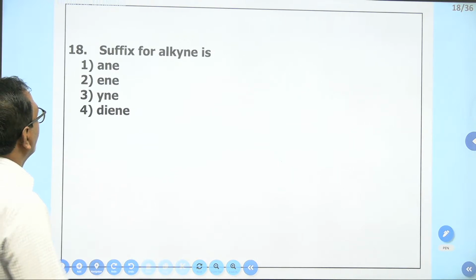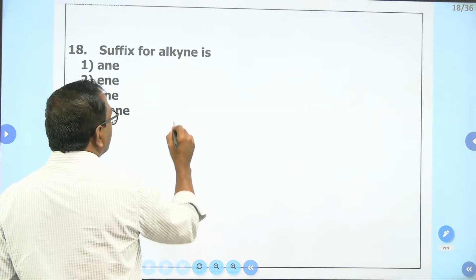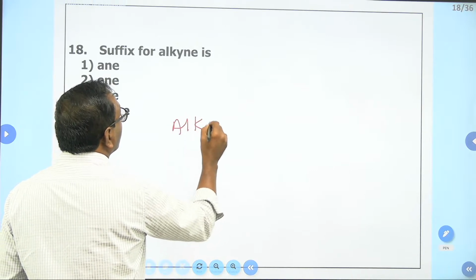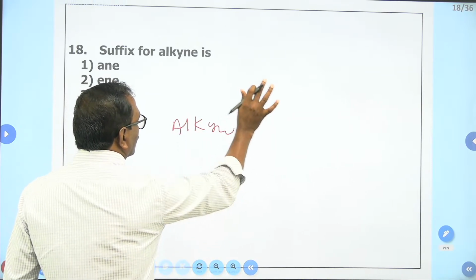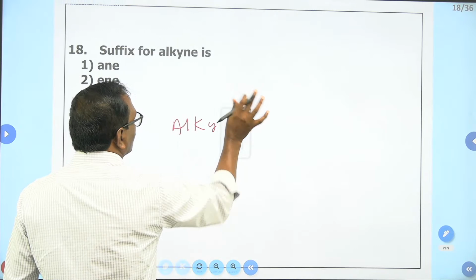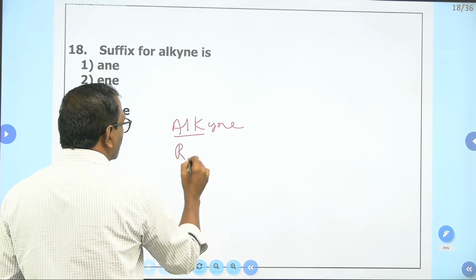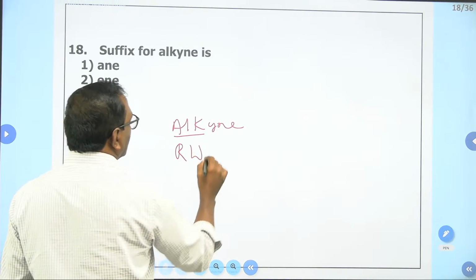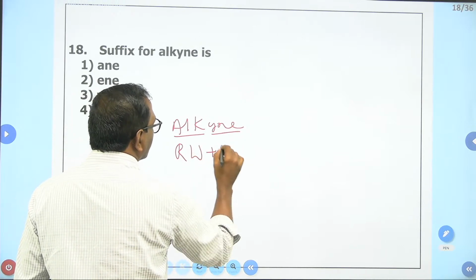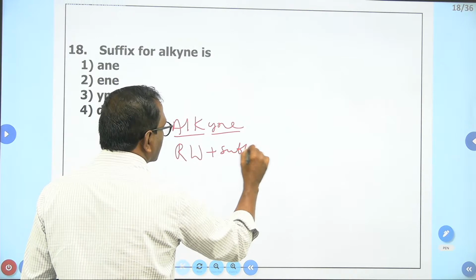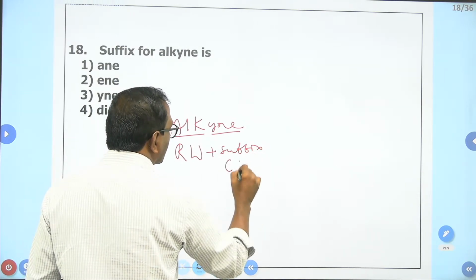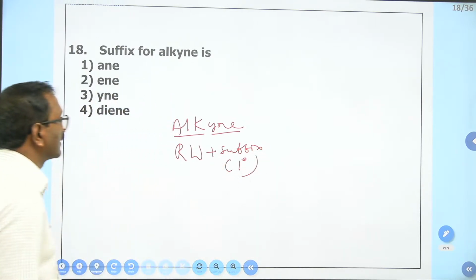Suffix for YNE. In case of the alkyne, this is the root word. And the next, YN, is nothing but a suffix. Generally we call this the primary suffix. This is the primary suffix here.